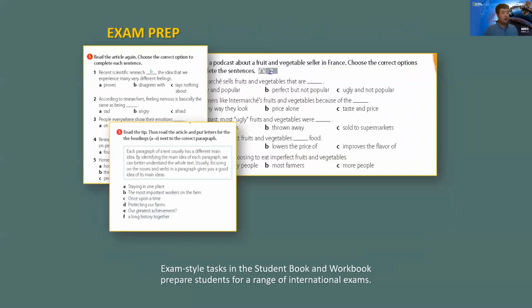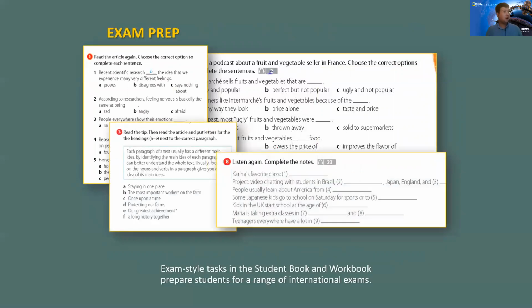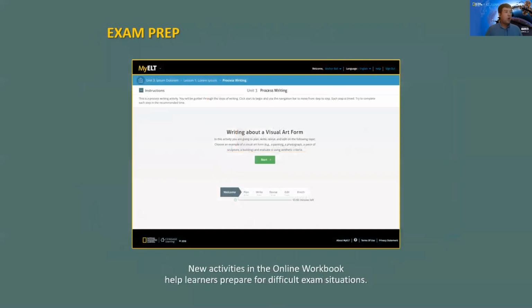So you'll see task types throughout the program that mirror international exams. We also have special activities in the online workbook. This is in our learning management system, where students will be exposed to certain exam situations like timed writing. So they'll have some practice with those types of tasks before test day.